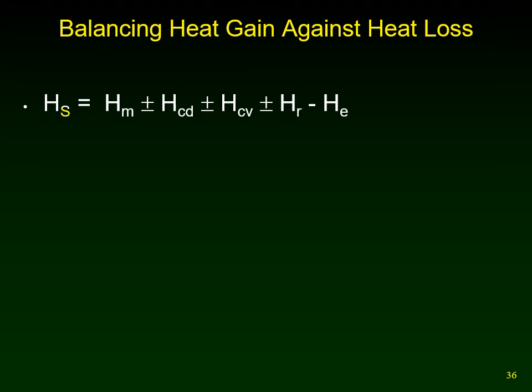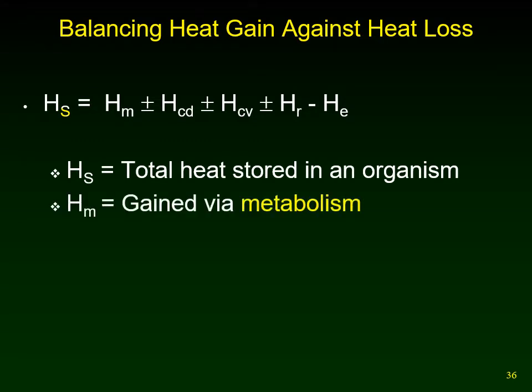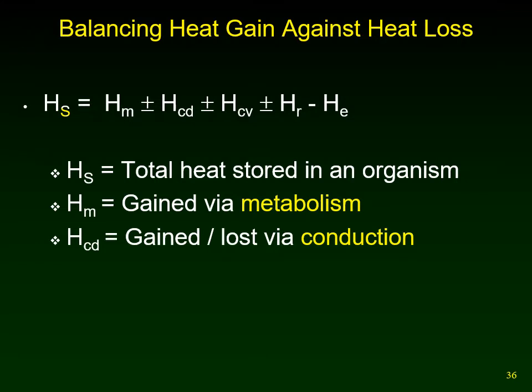So we're looking at the total heat stored. The S is the storage of the heat in the body of the organism. And part of the heat that's in the body is gained from metabolic heat. Metabolic heat is the energy that releases when you're doing cellular respiration. So when you are running around and burning up a lot of sugar, you heat up. That's the heat from your metabolic rate. So you gain heat from metabolism.